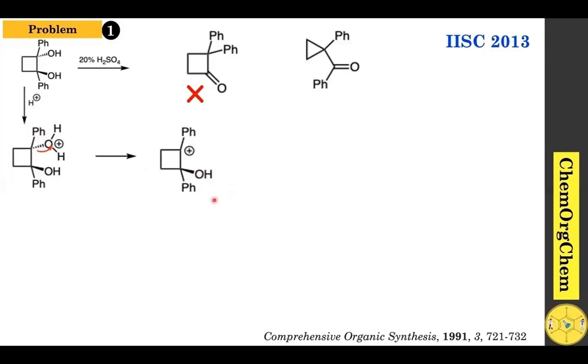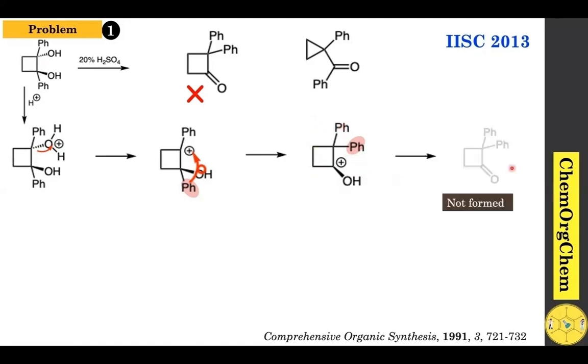According to the migratory aptitude, the phenyl group will get more priority. Therefore, that phenyl group migrates towards this carbocation center, which leads to generating one more strained carbocation. For that reason, our expected 4-membered cyclobutanone ring system is not formed in that reaction. Instead of phenyl migration, in this reaction, the CH2 group migrates towards the carbocation center, which results in the generation of this new carbocation.